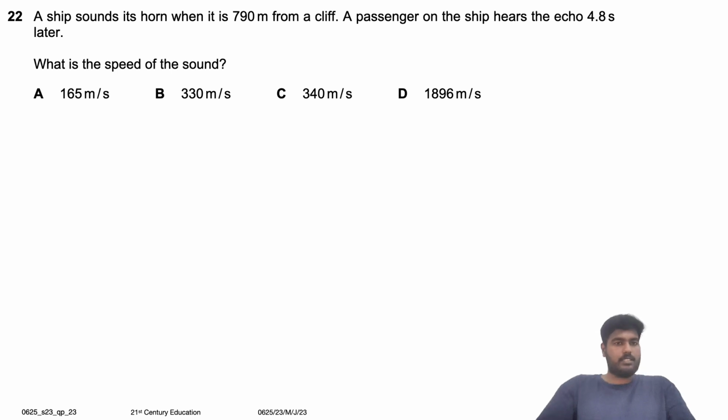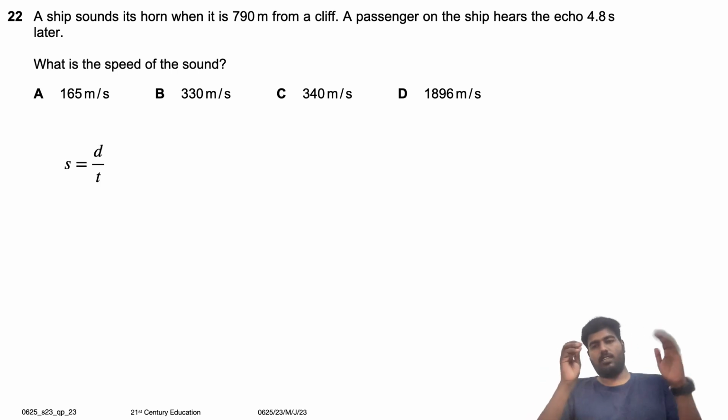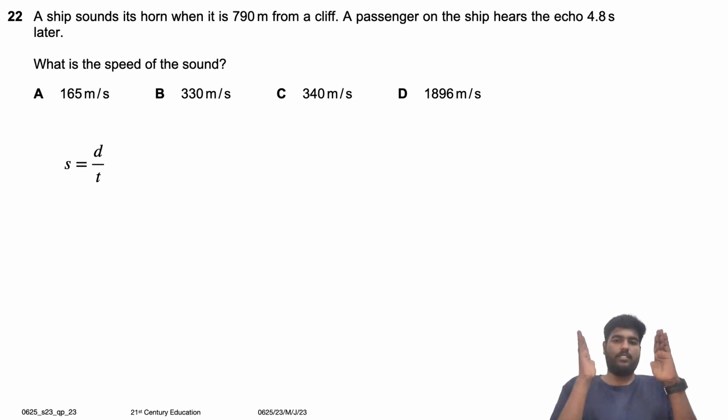A ship sounds its horn when it is 790 meters from a cliff. A passenger on the ship hears an echo 4.8 seconds later. What is the speed of the sound? Okay, we know that speed is distance divided by time. Let's say that this is the cliff and this is the ship.